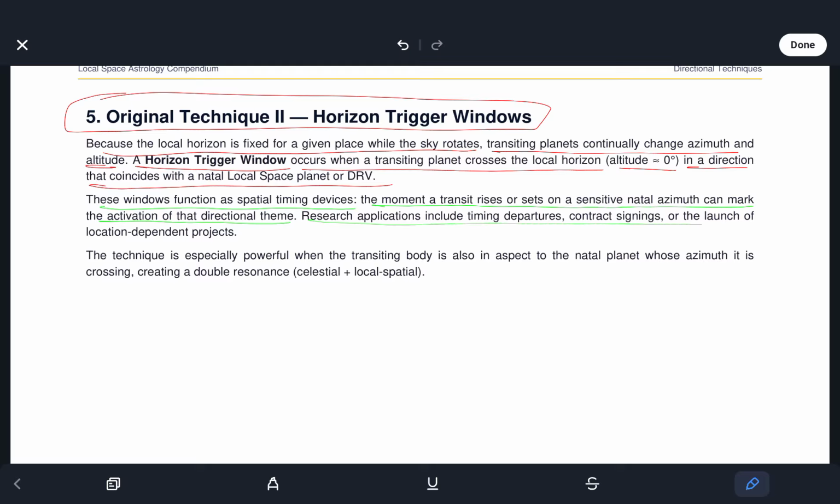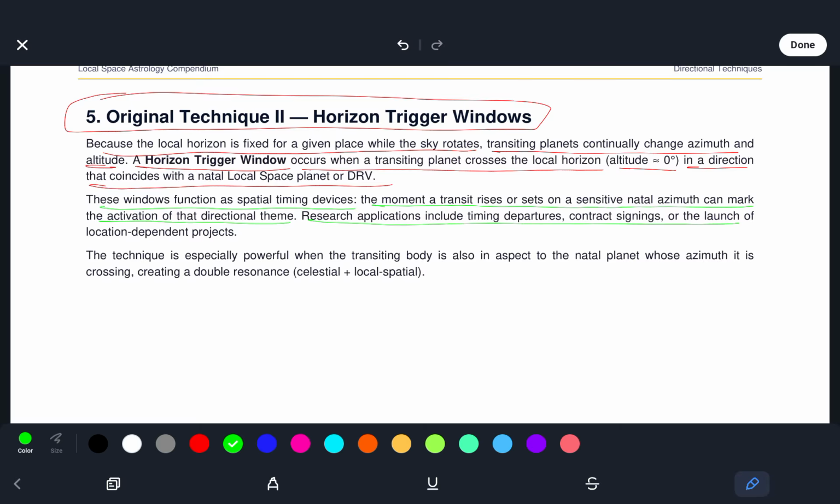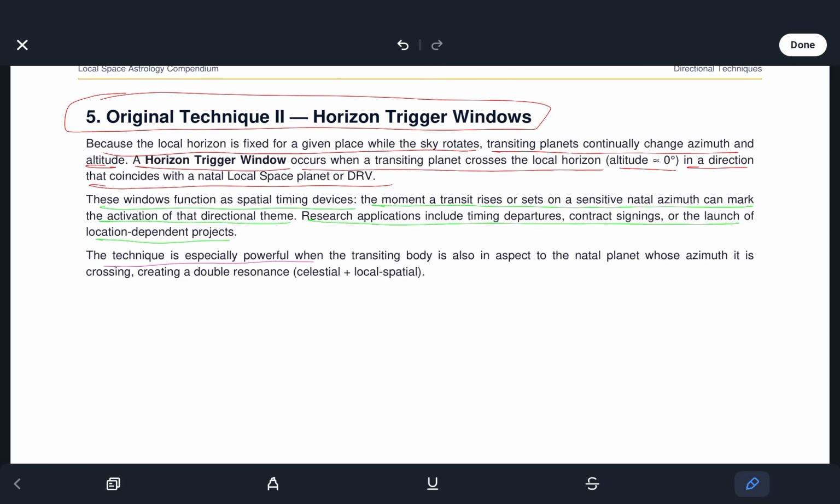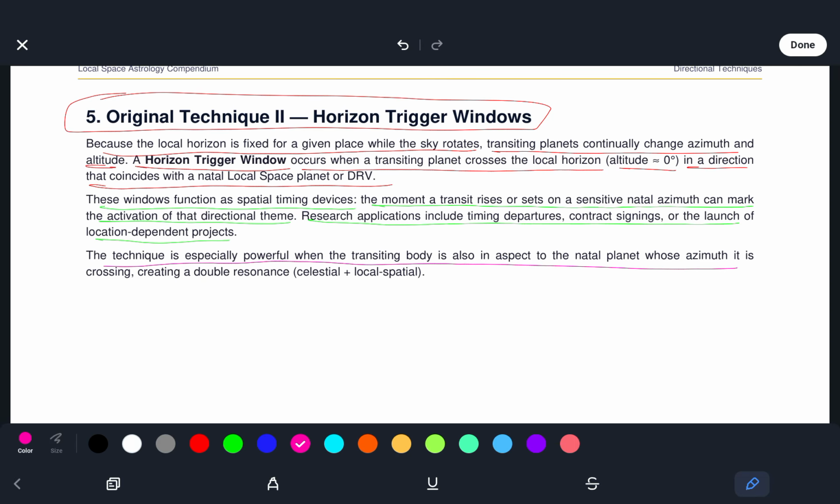Research applications include timing departures, contract signings, or the launch of location-dependent projects. The technique is especially powerful when the transiting body is also in aspect to the natal planet whose azimuth it is crossing, creating a double resonance, celestial and local spatial.